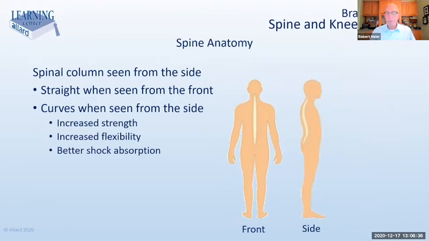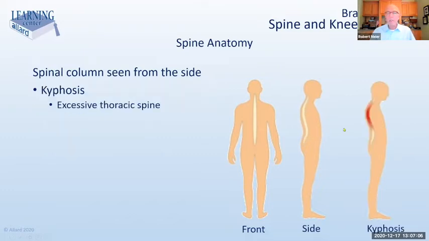When we see a person from the side, there's supposed to be a little bit of a curve here at the neck, and on the upper trunk and in the lower trunk. This is referred to as the thoracic spine, and this is the lumbar spine. So those curves are there for a purpose. They help increase the strength of the spine, they help increase flexibility, and they make the spine a better shock absorber. So the spine is a lot more functional when these 3 curves are present when we see the spine from the side. If there's an exaggerated curve up in the upper trunk area, that's referred to as a kyphosis.